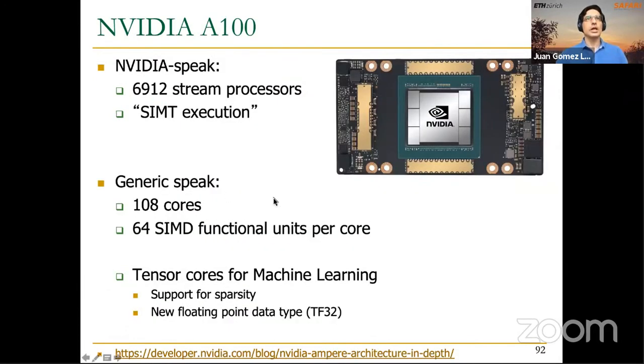Now the latest NVIDIA GPU here is the A100. It has even more of these stream processors, in total 108 cores with 64 units inside. The tensor cores are also there. They are now a little bit optimized. They even have support for sparse matrices, as we will see. And they also incorporate a new data type called tensor floating 32, I think.